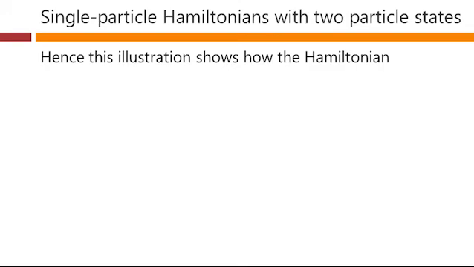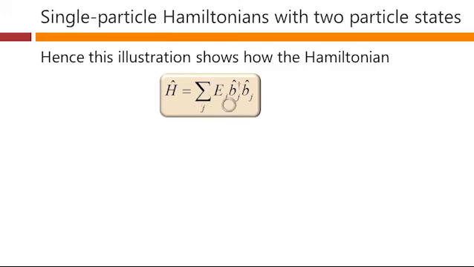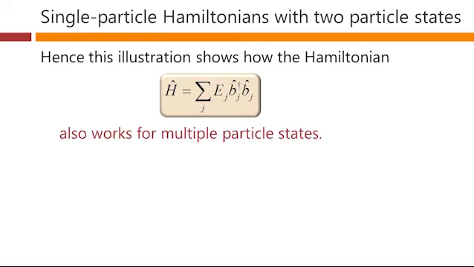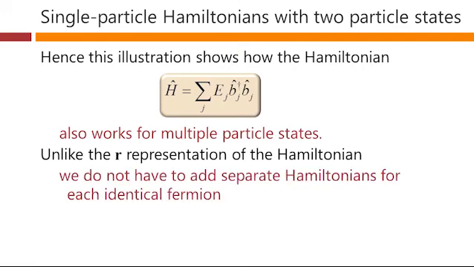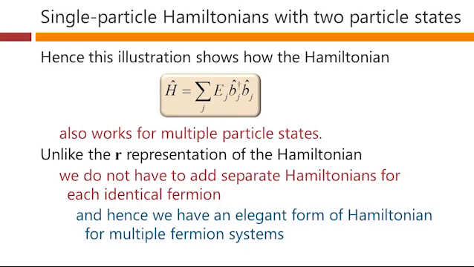Hence, this illustration shows how the Hamiltonian, written in this form, without any summation over Hamiltonians for different particles, also works for multiple particle states. Unlike the representation of the Hamiltonian in terms of positions, we do not have to add separate Hamiltonians for each identical fermion. And hence, we have an elegant form of Hamiltonian for multiple fermion systems.